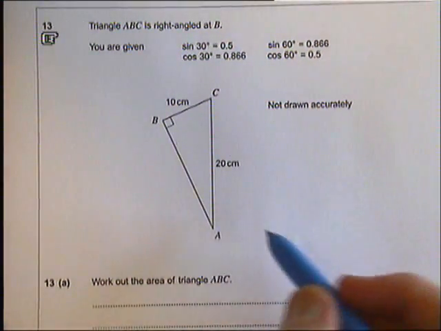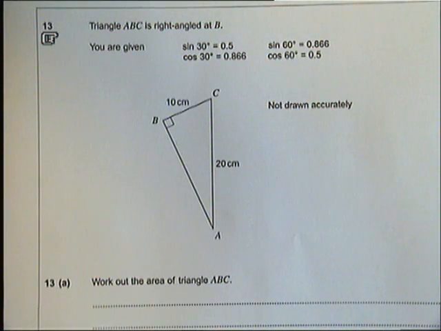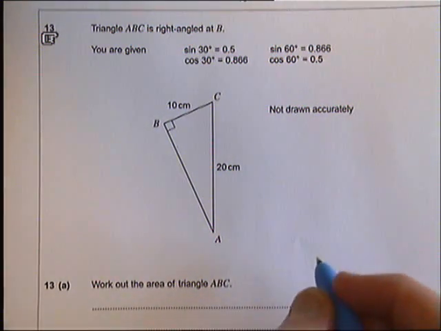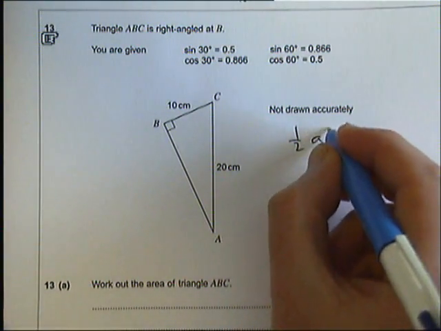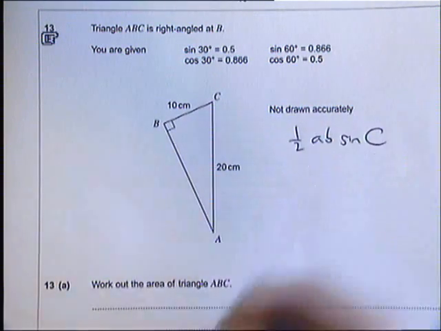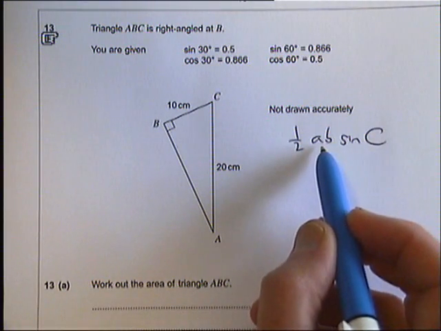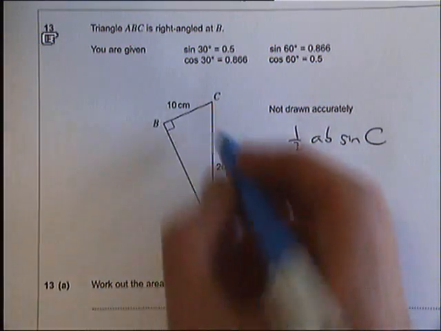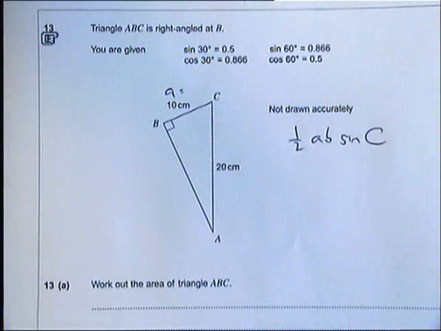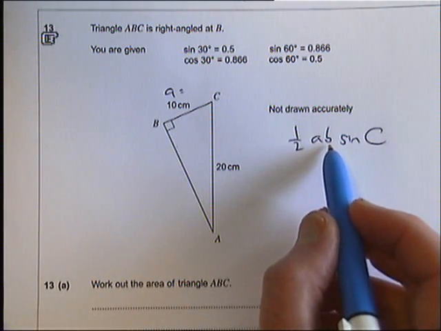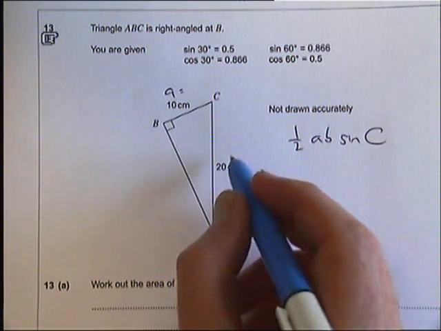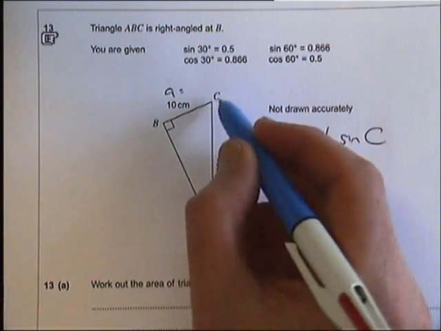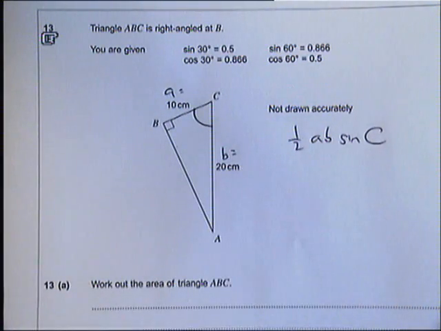Well, if we look first of all at the formula for the area of a triangle, we said there's a half base times height. But there's another formula for the area of a triangle, which is a half ab sine C. The a and b are lengths of sides. Side a is the side opposite angle A, so side a will be this 10 centimetres up here. Side b is the side opposite angle B, so b would be that 20 centimetres there. And the capital letter C, the big C, is standing for this angle here.